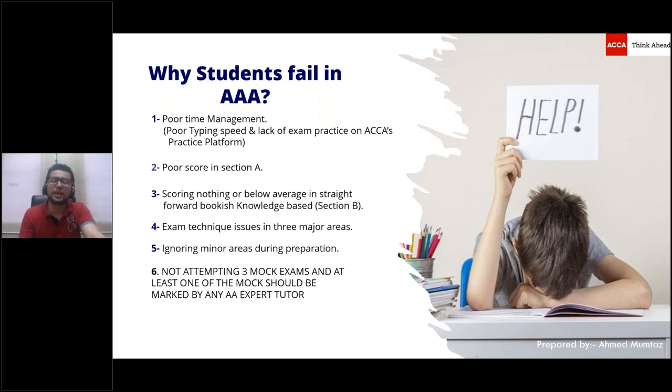Problem number 2: poor score in Section A. All over the world, students are not scoring good enough marks in Section A. Yes, you can counter that. How can you counter that?